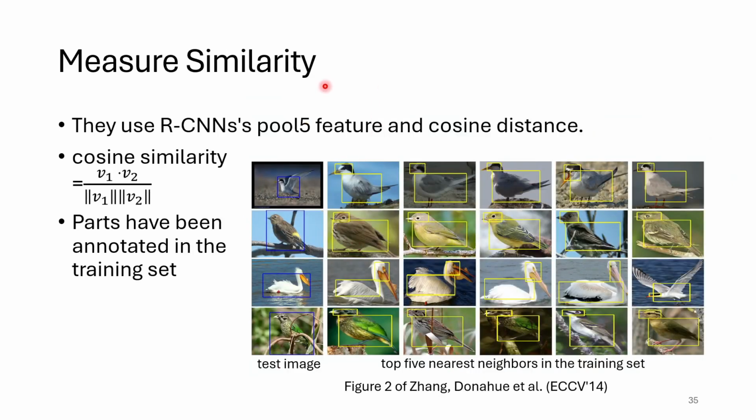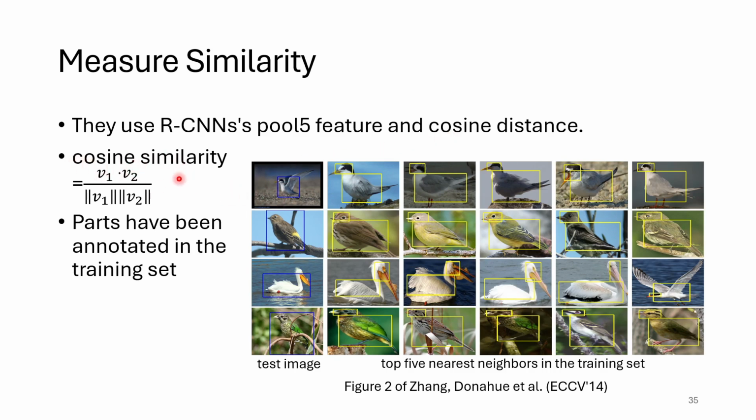So how do they measure it? Because RCNN is a network, it works layer by layer. So they extract the pool5 feature vector from the RCNN, and because it's a vector, from those training examples they have extracted those features already. So they just need to find the most similar vector in terms of cosine distance.